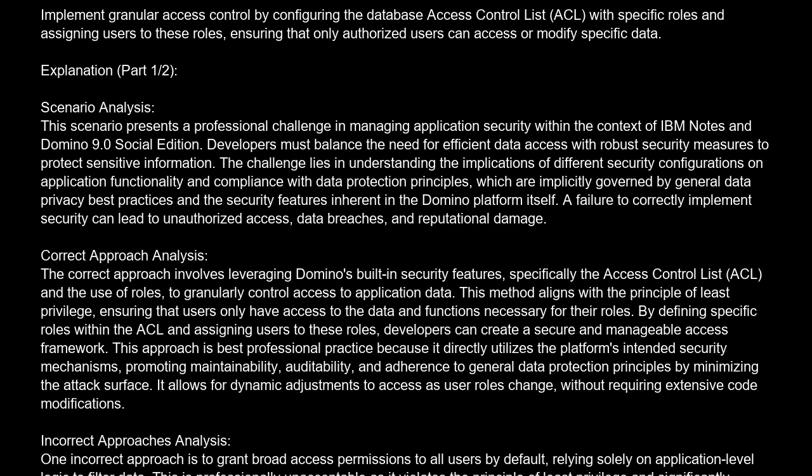Correct answer is D. Implement granular access control by configuring the database access control list, ACL, with specific roles and assigning users to these roles, ensuring that only authorized users can access or modify specific data.